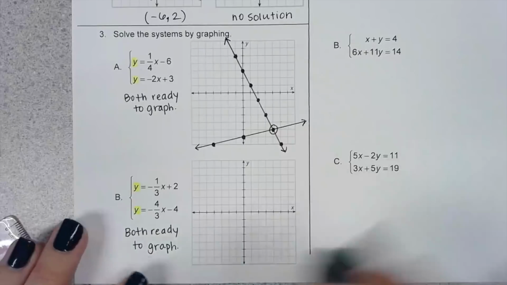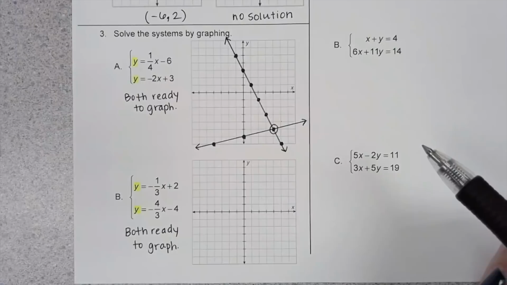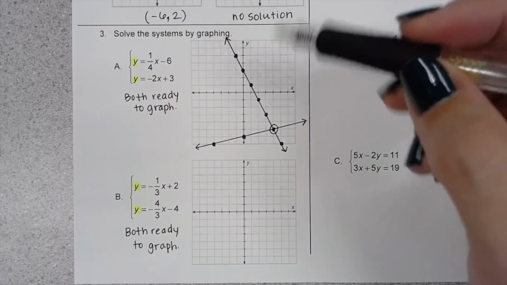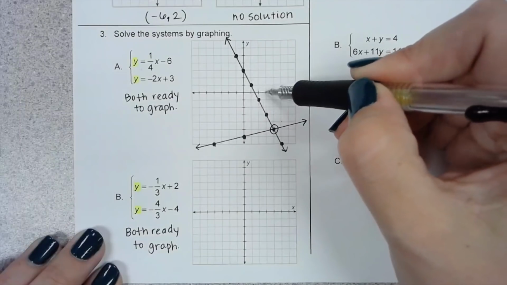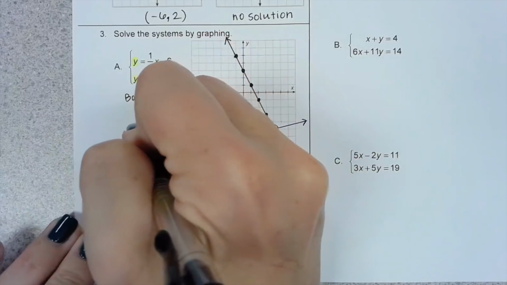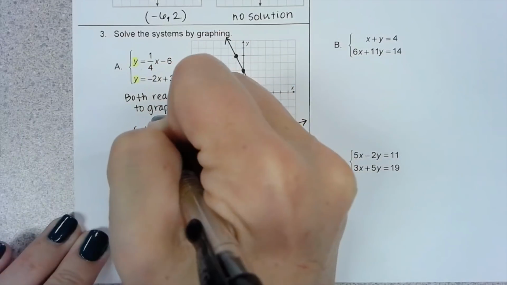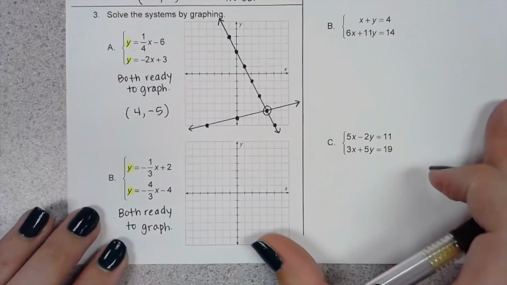The directions to this question say to solve the system by graphing. So you're not just going to graph it and find the point where the 2 lines cross. Once you've graphed them, you have to say what this point is. So 1, 2, 3, 4, and then 1, 2, 3, 4, 5. So the point where these 2 lines cross is the point (4, -5). That would be your answer to that question.